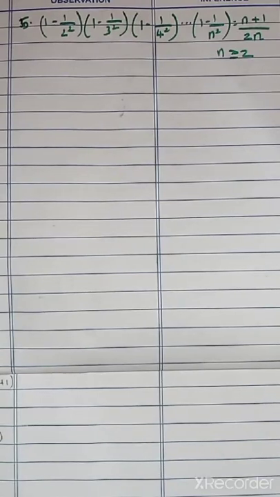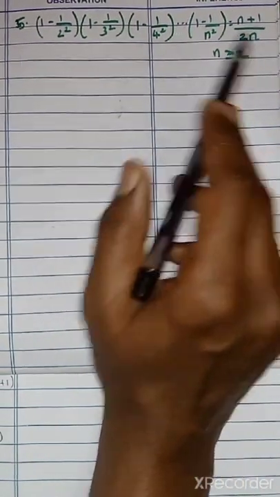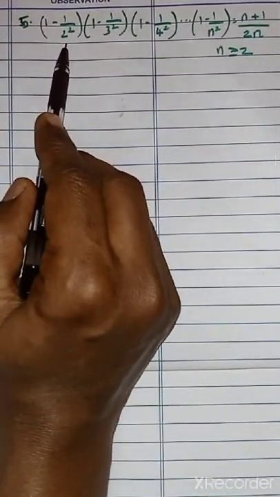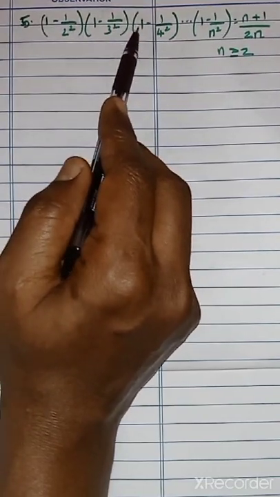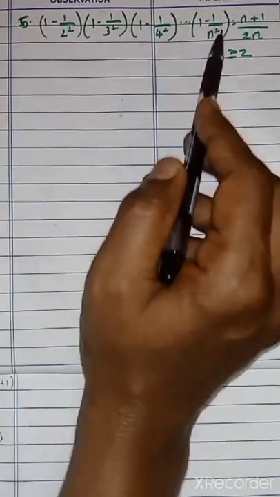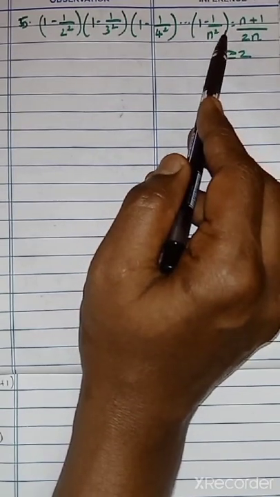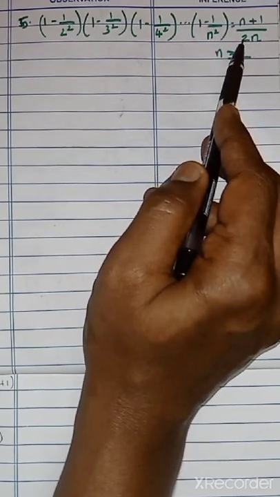Using mathematical induction, show that for any natural number n greater than or equal to 2, the given statement holds: (1 minus 1 by 2 square) into (1 minus 1 by 3 square) into (1 minus 1 by 4 square) etc. up to (1 minus 1 by n square) equals n plus 1 by 2n.